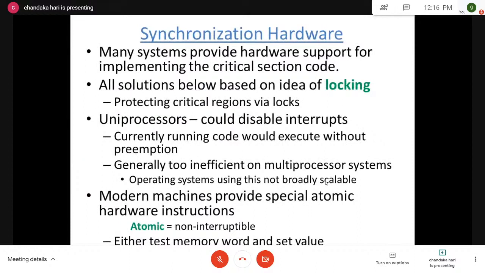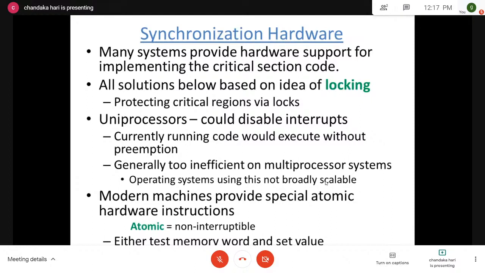Now, this solution can also be implemented by using hardware. That's why the title is given as synchronization hardware. Before going into the detailed discussion, we are going to see some of the techniques.